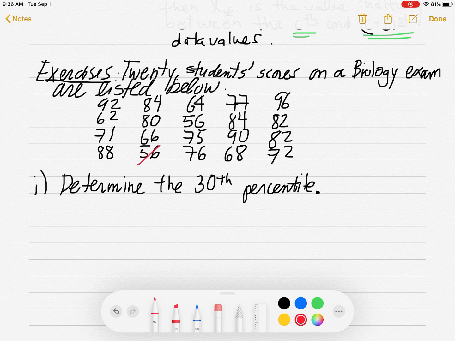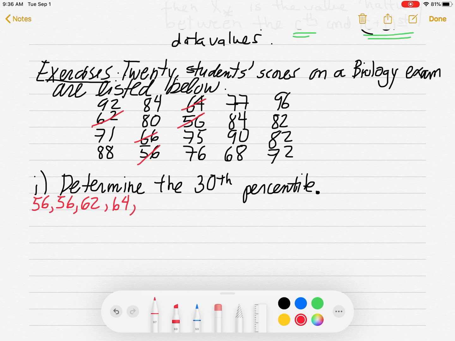I think 56 is the smallest here. Yeah. How many 56s are there? Looks like 2. What else? Looks like 62. Looks like 64.